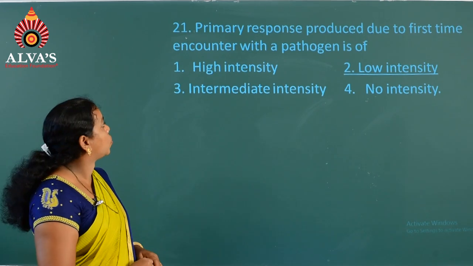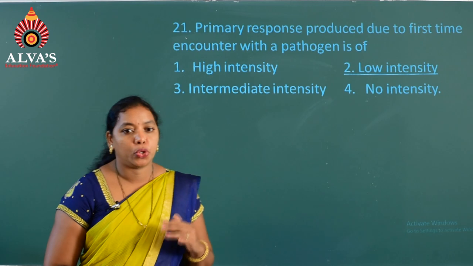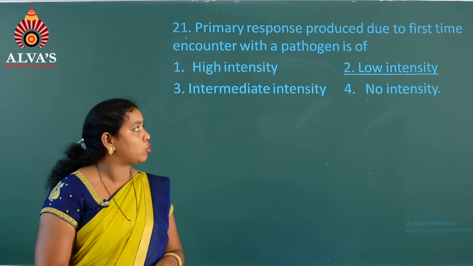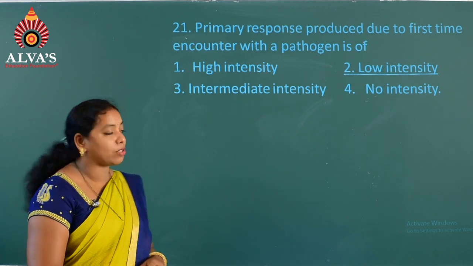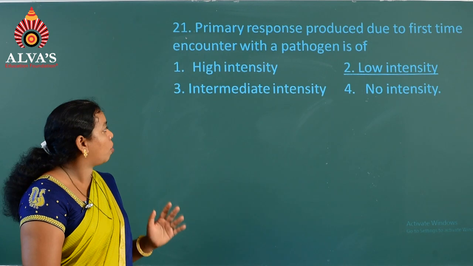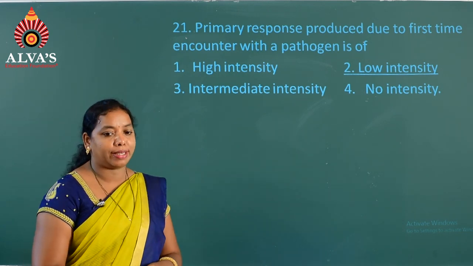The next question is question number 21. Primary response produced due to first time encounter with the pathogen is of: first option, high intensity; second option, low intensity; third option, intermediate intensity; and the fourth option, no intensity.